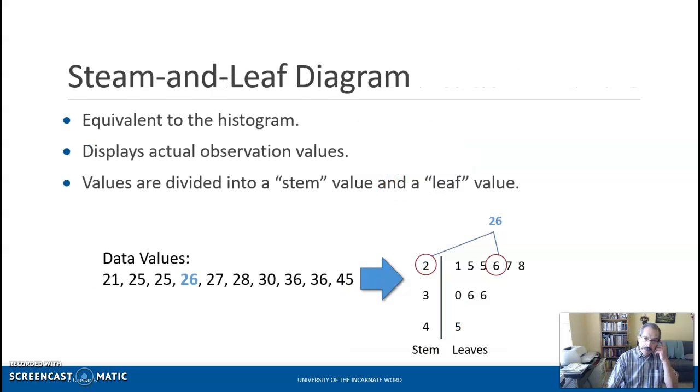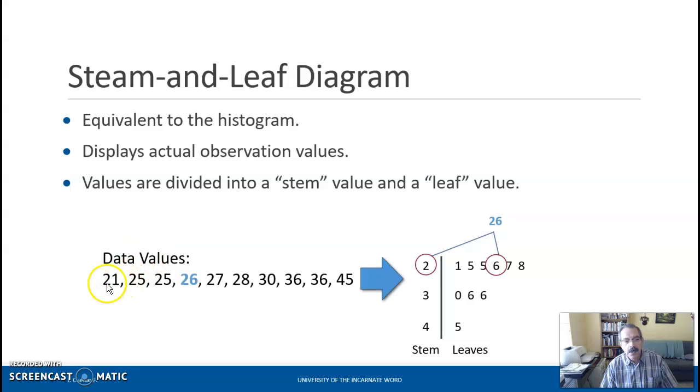All right, let's look at the stem and leaf diagram. As I said, it tries to mimic the histogram, so it's equivalent to the histogram. The great advantage of the stem and leaf is that it displays the actual observation values. Another thing to remember is that the values are divided into what is called a stem and a leaf value. So here's an example.